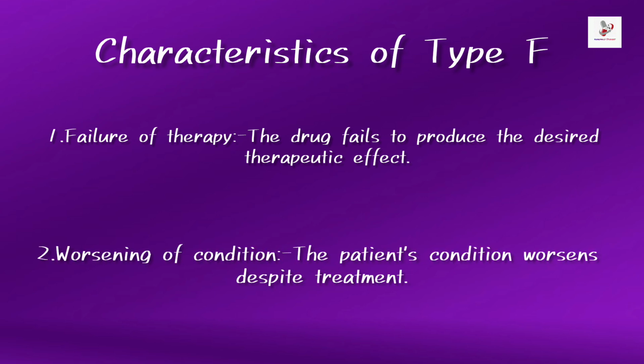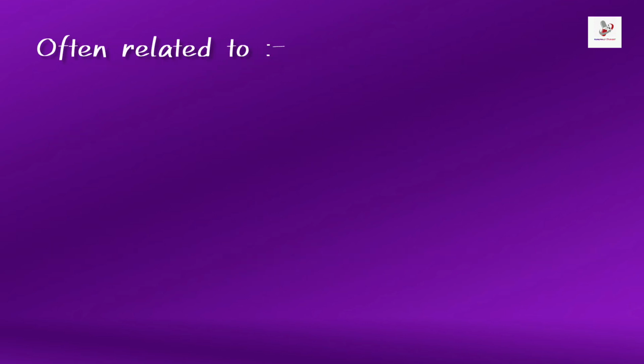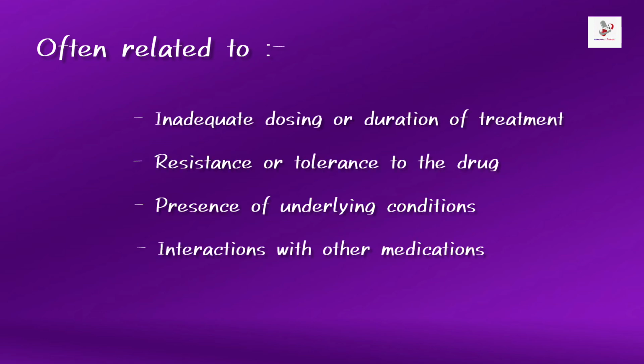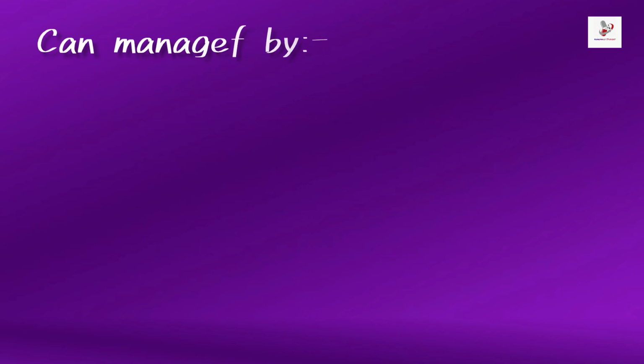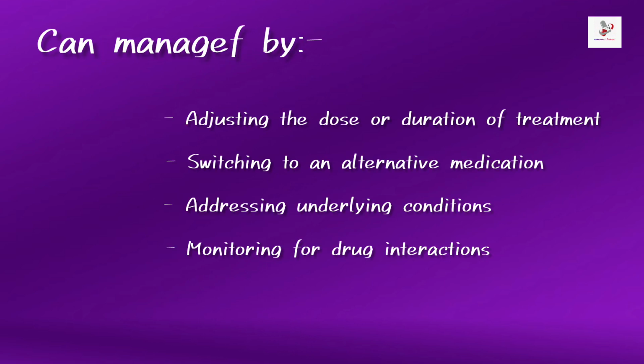Worsening of condition. The patient's condition worsens despite treatment, often related to inadequate dosing or duration of treatment, resistance or tolerance to the drug, presence of underlying conditions, and interaction with other medication. The type F drug reaction can also be managed by adjusting the dose or duration of the treatment, switching to an alternative medication, addressing the underlying condition, and monitoring of drug interaction.